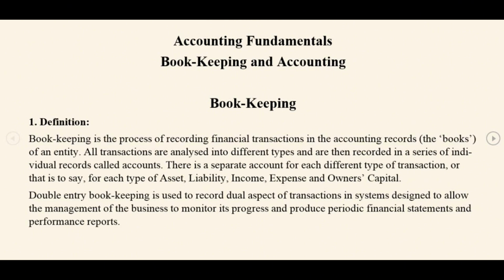There is a separate account for each different type of transaction, or that is to say, for each type of asset, liability, income, expense, and owner's capital. Double entry bookkeeping is used to record those aspects of transactions in systems designed to allow the management of the business to monitor its progress and produce periodic financial statements and performance reports.